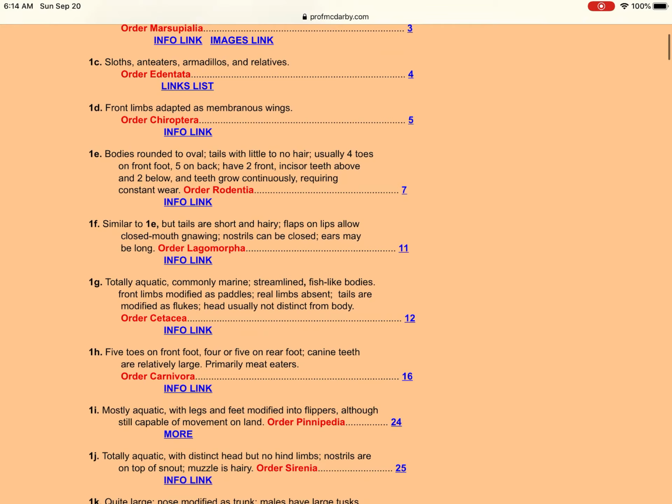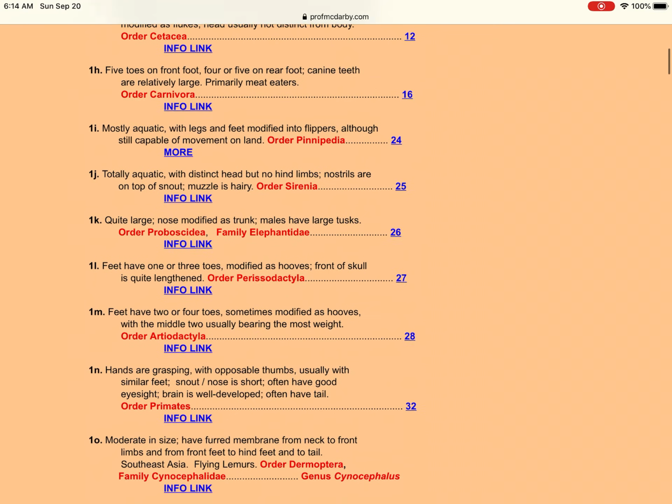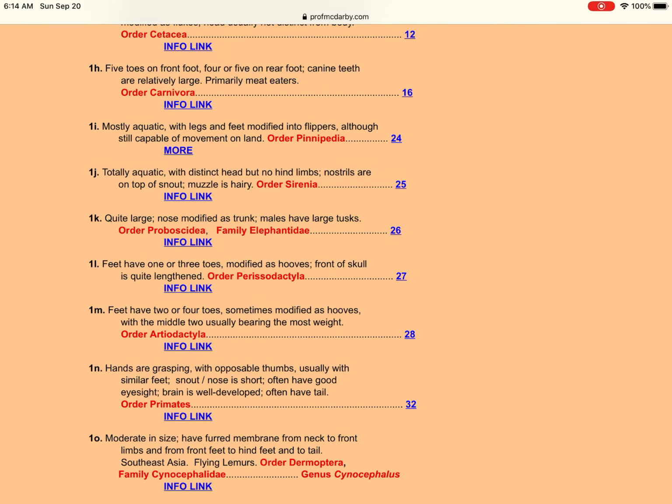So far, nothing sounds like us. So we scroll. 5 toes on the front foot, 4 or 5 on the rear foot. That could be us. Canine teeth are relatively large, primarily meat eaters. You know, that might be us, but it doesn't sound very good. Look at the rest of the choices. Mostly aquatic with flippers is not us. Totally aquatic is not us.